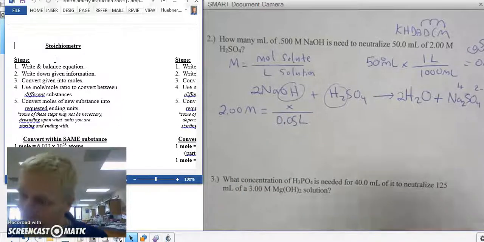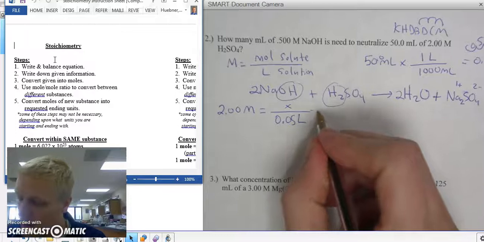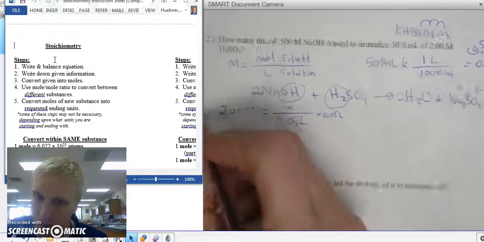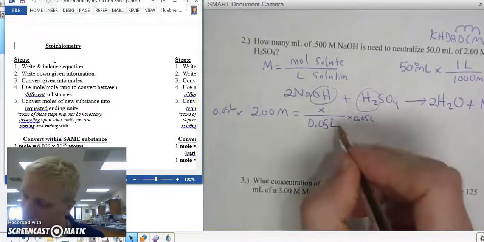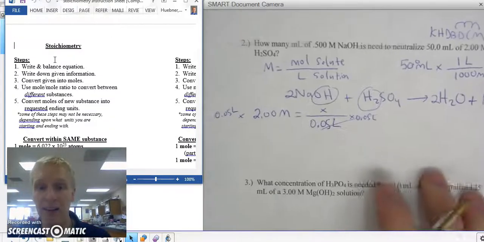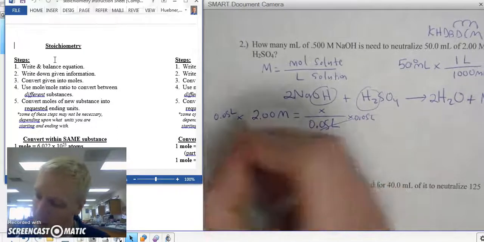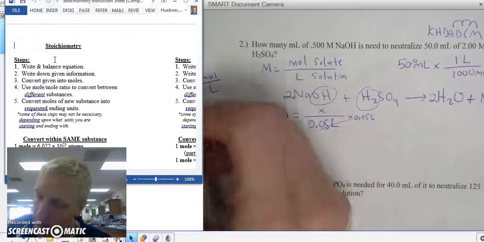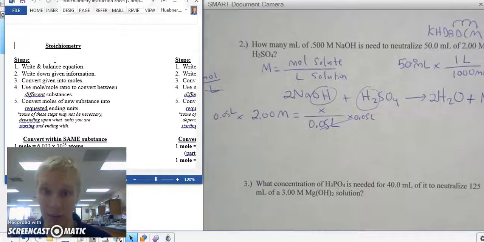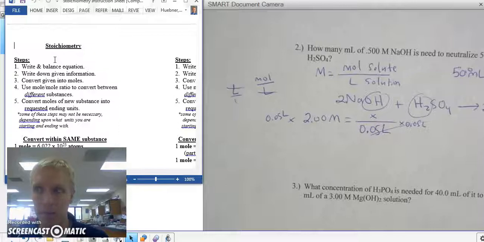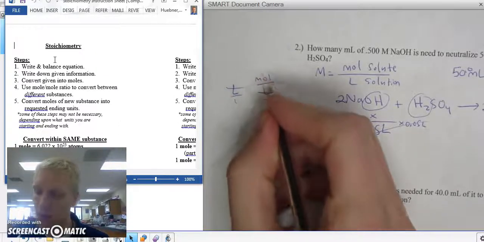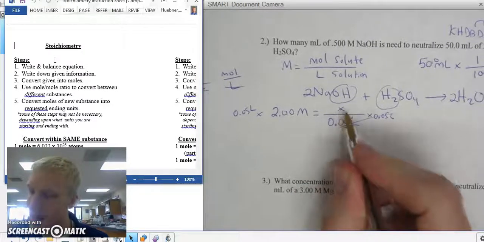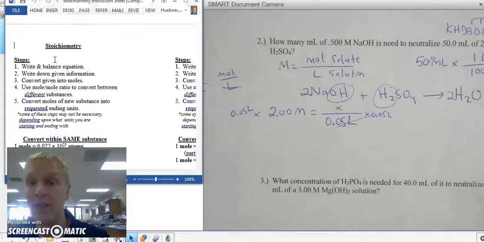Now in order to solve this, you have to do algebra. You multiply both sides by your denominator, 0.05 liters. Those guys cancel out. Molarity stands for moles over liters. So if we're taking our liters and multiplying it by moles over liters, our liters are canceling out, and we're left with moles. Or you can just think, well, X is my mole, so my unit is going to be moles.